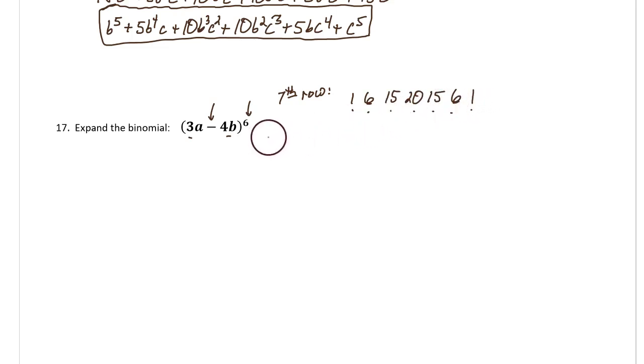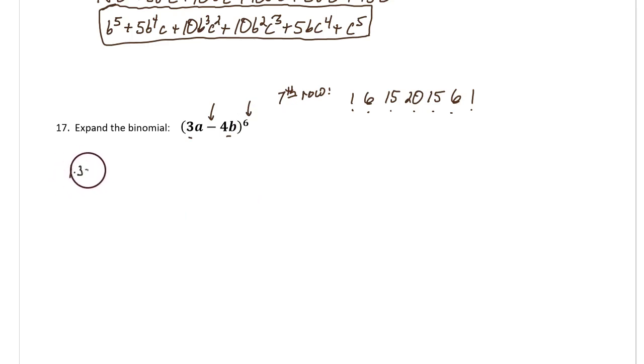Now it's kind of a strange concept to want to look in the 7th row when the exponent on the binomial is a 6. So a lot of times Pascal's triangle will say that it starts with the 0th row. And by calling that first row the 0th row, that makes the rows of the triangle match the exponent on the binomial. Now let's do our expansion.